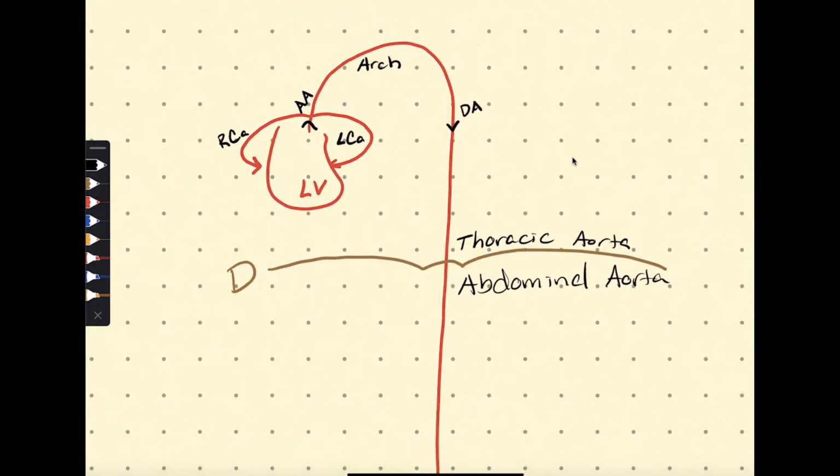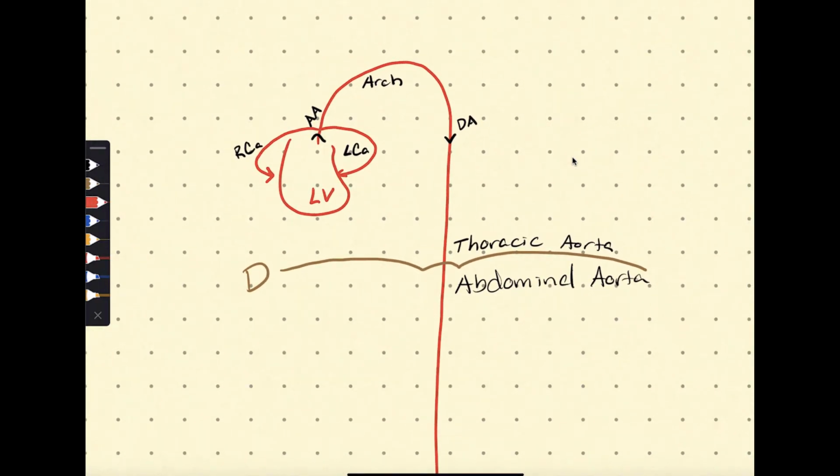Off of the arch of the aorta, we will have three branches. Notice how the second and third branch, I go ahead and add the arrowhead. These are going to specifically be the left subclavian artery and the left common carotid artery. Whereas with the first branch off of the arch, it must branch again.